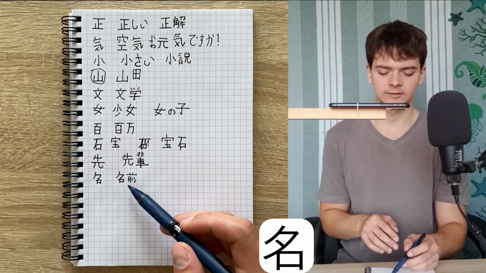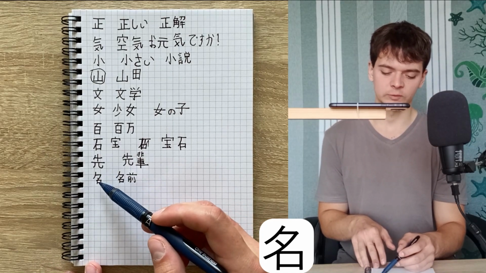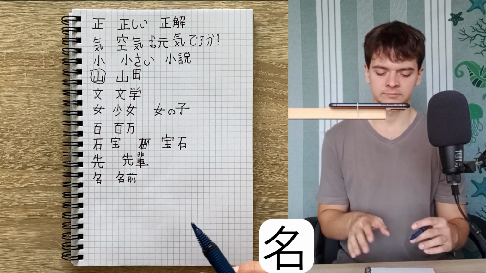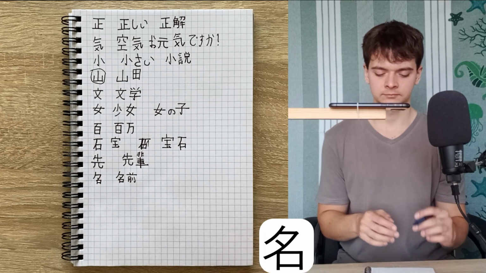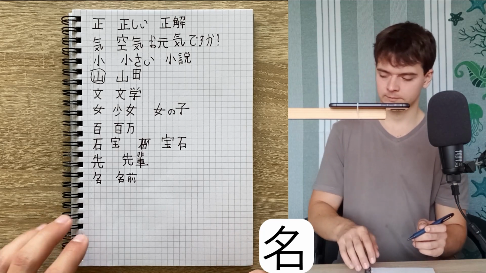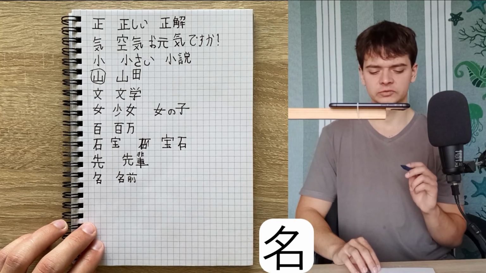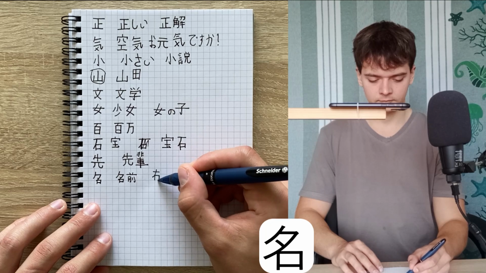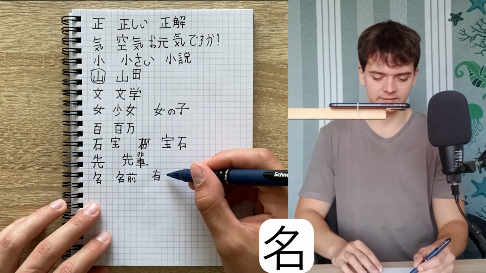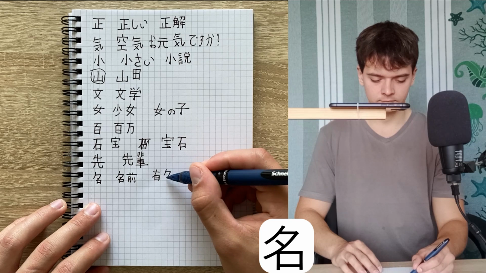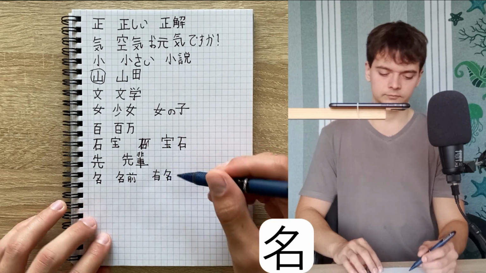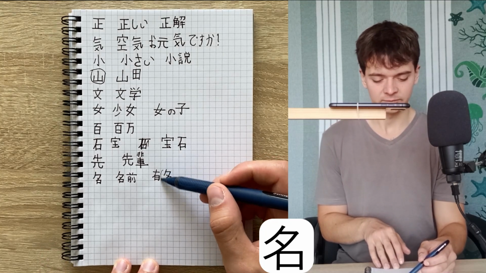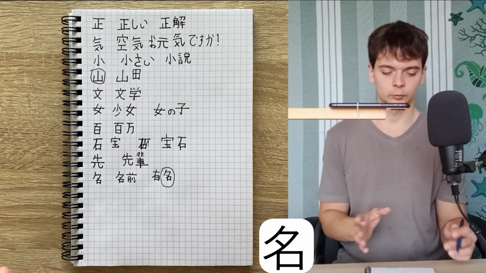Namae means name, but it can be used alone as well as the kanji for name. For example, in Kimi no Na wa, Your Name. It's also used in the word for famous, yuumei. So it's in the sense of the known name, well-known name.